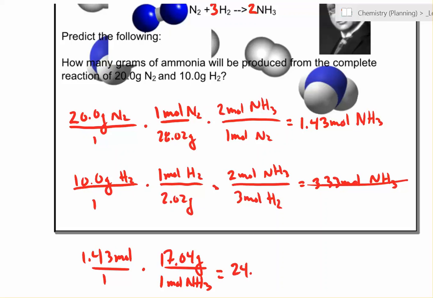That gives me 24.31 grams, or because I have 3 sig figs, 24.3 grams. Again, 20 grams of nitrogen could make 1.43 moles of ammonia. My 10 grams of hydrogen could make 3.33 moles, but it won't because I'll run out of nitrogen. Now at that point, there'll be some hydrogen left over, and we could go back and solve for it, but we'll save that for another day.